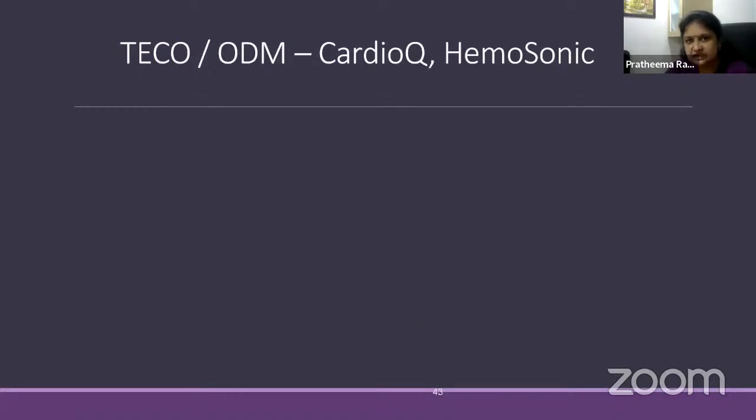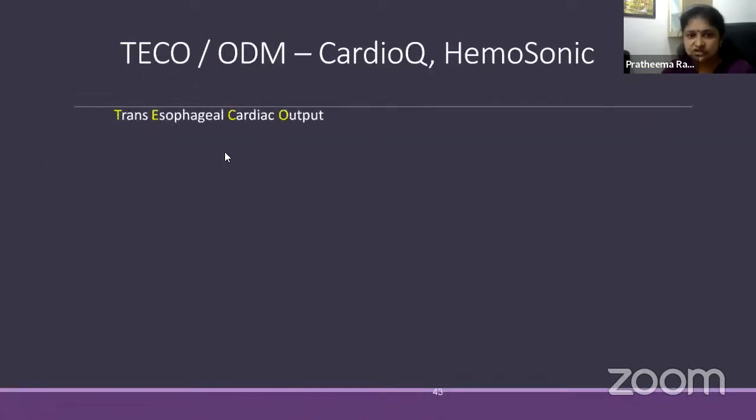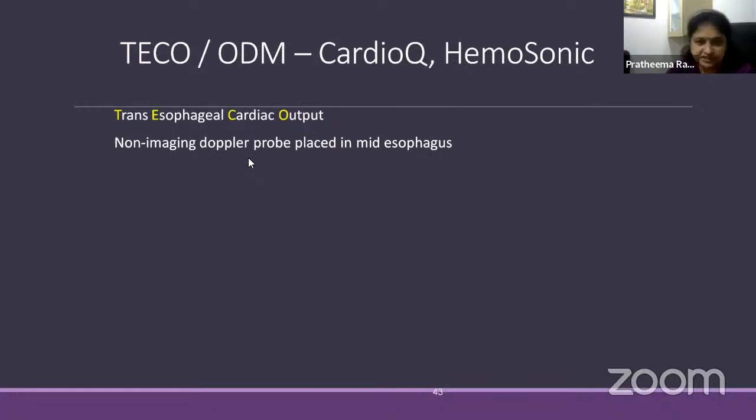So next is TICO. This is a trans-esophageal cardiac output monitor. The one we saw previously was the ultrasonic cardiac output monitor. This is also non-imaging, so we are not going to see any images. The probe is placed in the mid-esophagus.